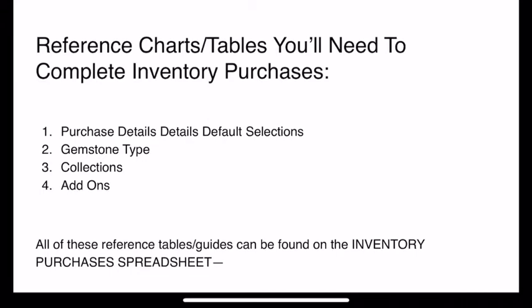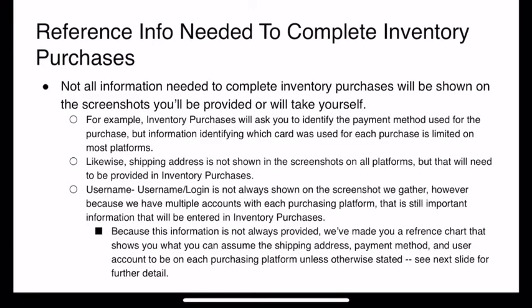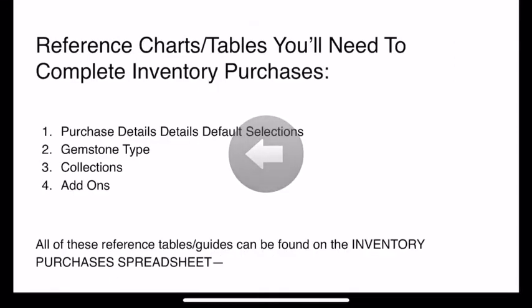The gemstone type, the collection that the item is from, and then identifying any additional add-ons that come with the item. So those are the four sections in the spreadsheet as reference tables that you'll need to reference in order to correctly complete inventory purchases. And we'll talk about each of those individually right now. So let's talk about the first reference table, the purchase details and default selections.